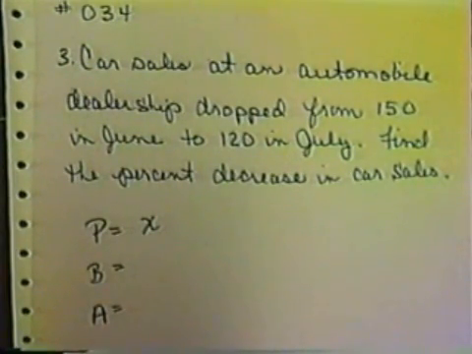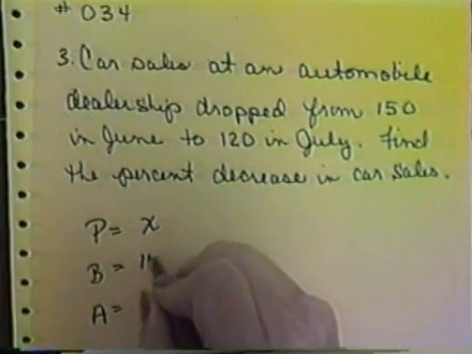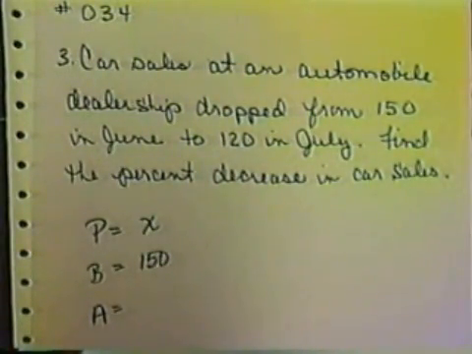Okay, base is what we started with. What was the first month? The first month was June, so we've got to look at the first value. The first value was 150, so that was the value before any change. So 150 is our base.